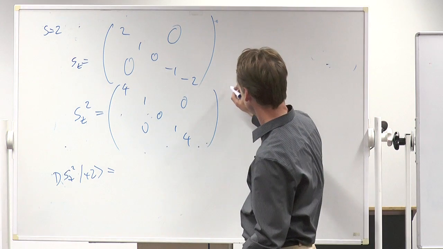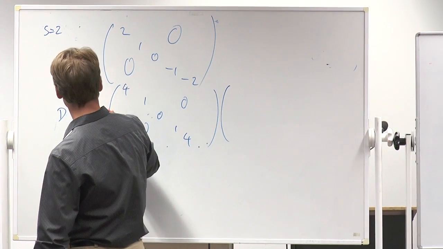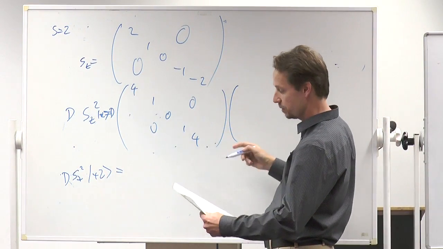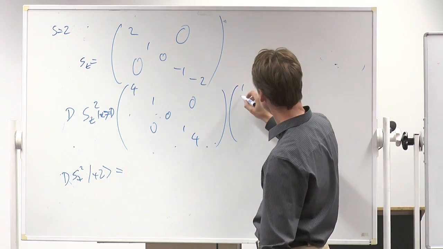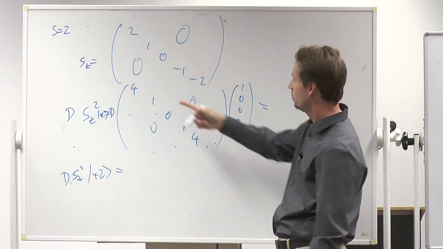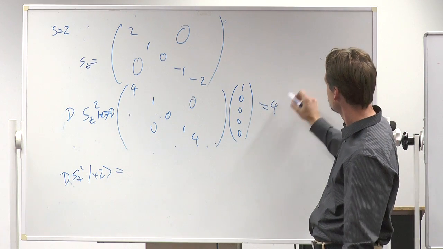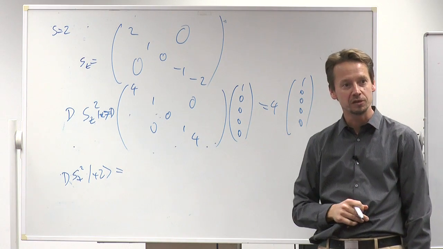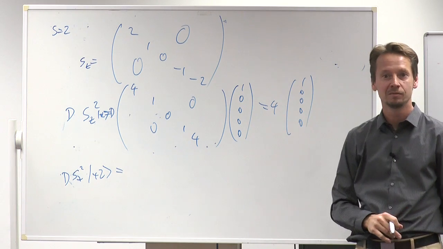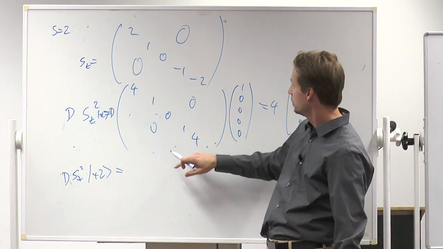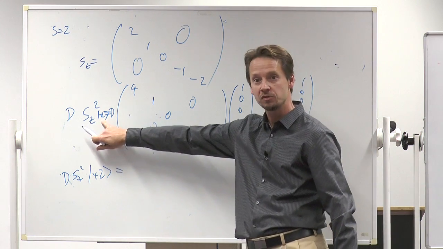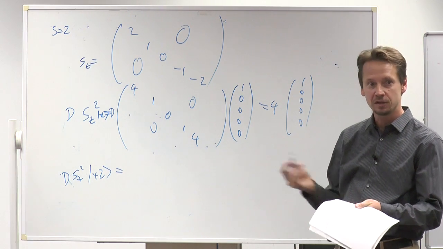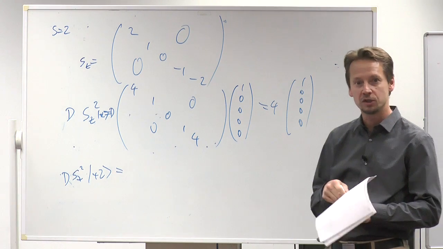So I multiply, let me make that simpler here, and let's say D Sz squared of +2. I get my D here, and Sz squared is this matrix, and I have the vector 1, 0, 0, 0, 0. Do the matrix multiplication here, and you get 4 times 1, 0, 0, 0, 0. So this is an eigenvector of this operator with eigenvalue 4. Do the same for the m equals -2 state, you also get 4. So you have a twofold degeneracy of these states. Nothing magic about this, just simple matrix multiplications, basically.